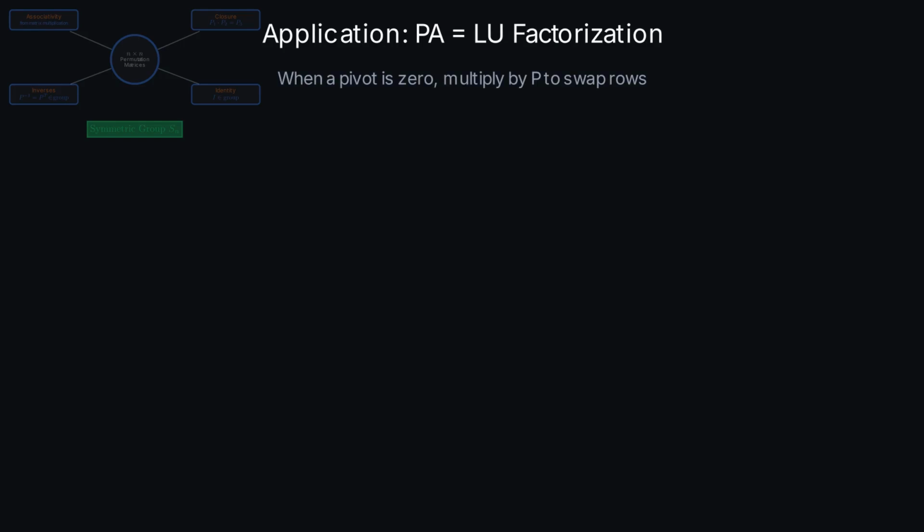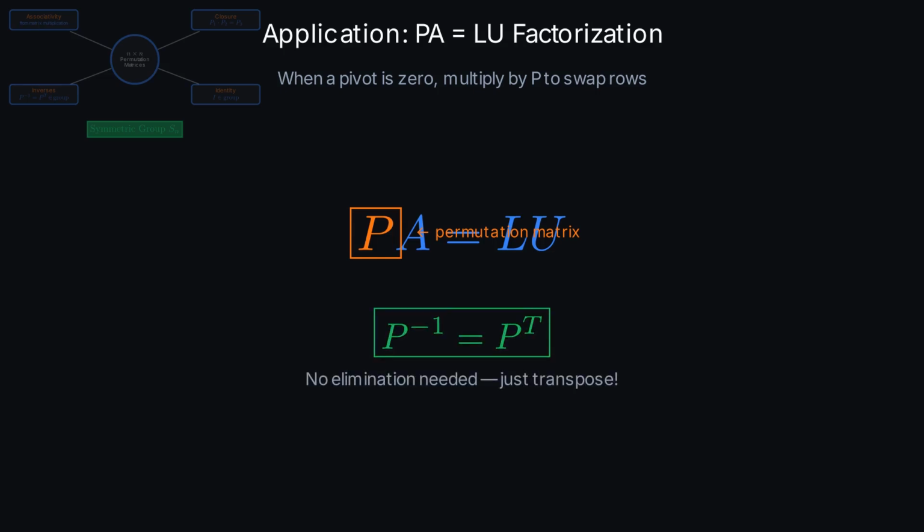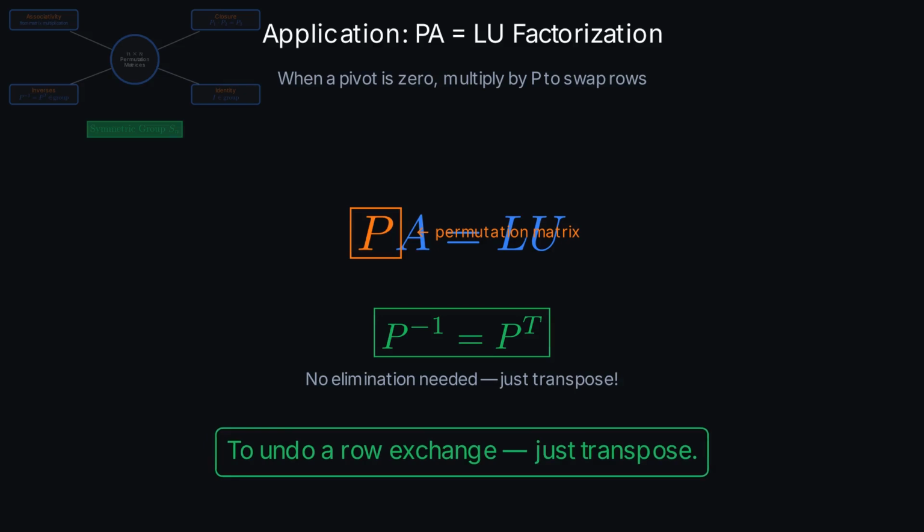Now here is a major application. In LU factorization, when a pivot turns out to be 0, we multiply by a permutation matrix P to swap rows and fix the problem. This gives us the factorization PA equals LU, with P highlighted as the key addition. The beauty is that undoing the permutation requires no elimination at all, it's just a transpose. Since P inverse equals P transpose, reversing the row exchange is computationally cheap, and that's the final tagline. To undo a row exchange, just transpose.